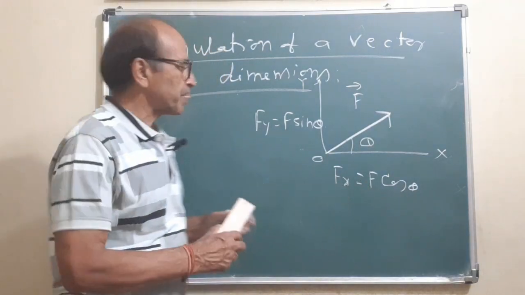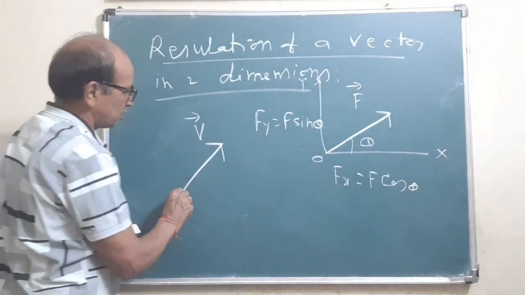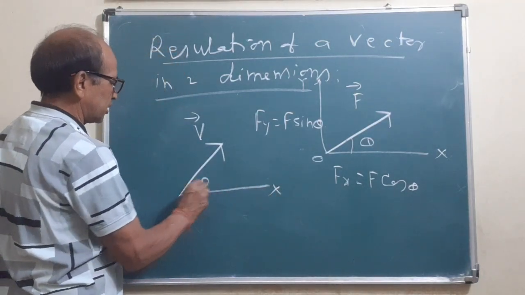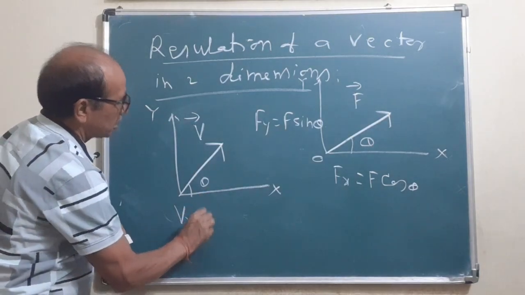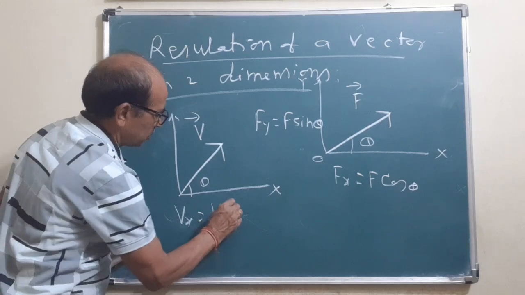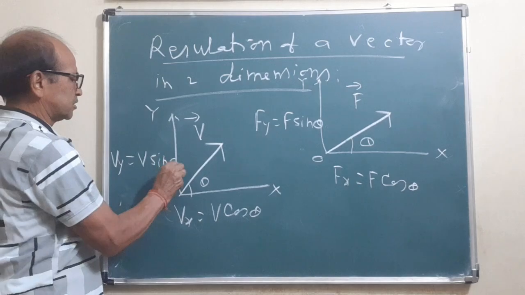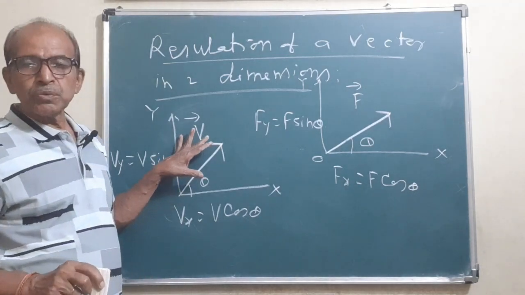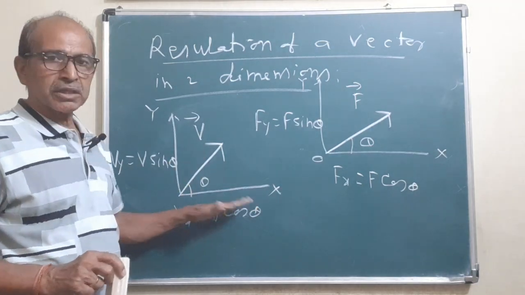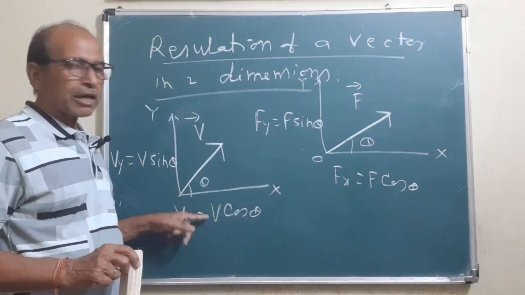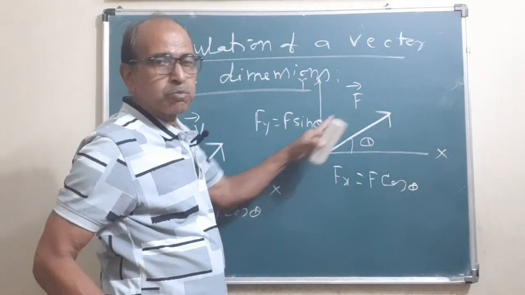This is component resolution. Now if there is velocity, this velocity we can also resolve. Here x-axis, the angle is theta, y-axis. Then vx, the component of velocity, is v cos theta and here vy is equal to v sin theta. So this vector v we can resolve into two components, vx and vy, the components of velocity along the x-axis and y-axis. Wherever theta is, take cos there.